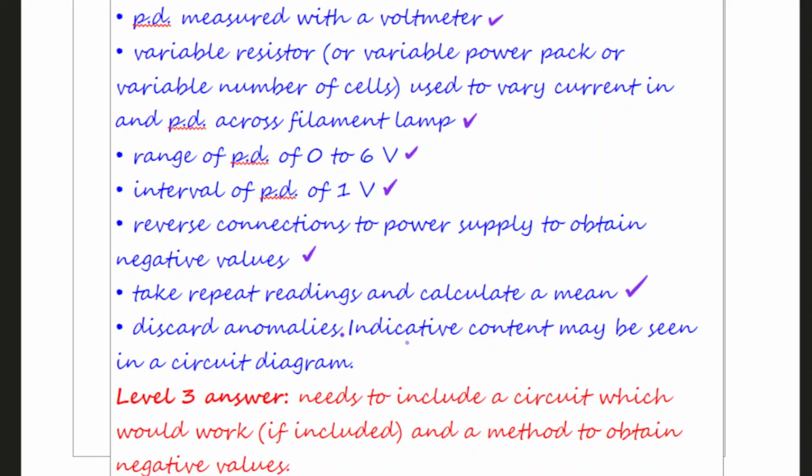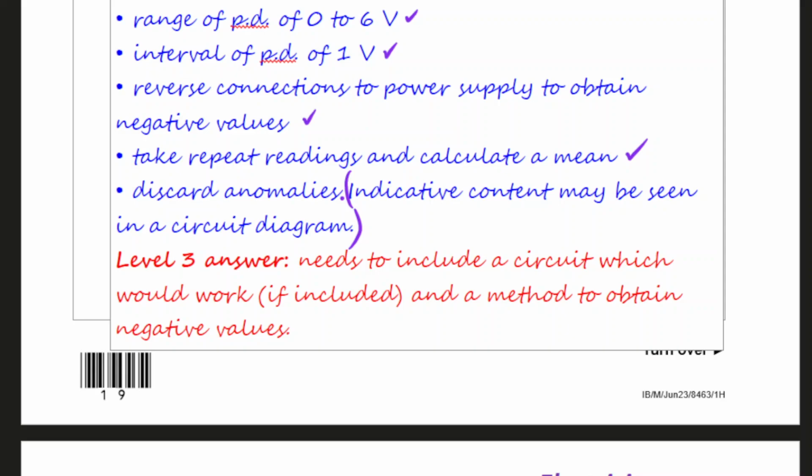Now this part, indicate content may be seen in a circuit diagram. So most of this can be seen in the circuit diagram. If you draw a proper circuit diagram, then you can avoid writing at least half of these sentences. To get a level 3 answer, it says it needs to include a circuit which would work if included, and a method to obtain the negative values. And it's an easy 6-mark question. It's not really hard if you remember the diagram properly and you remember the basic steps.